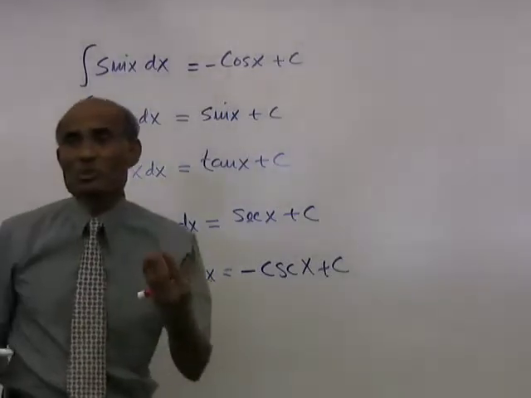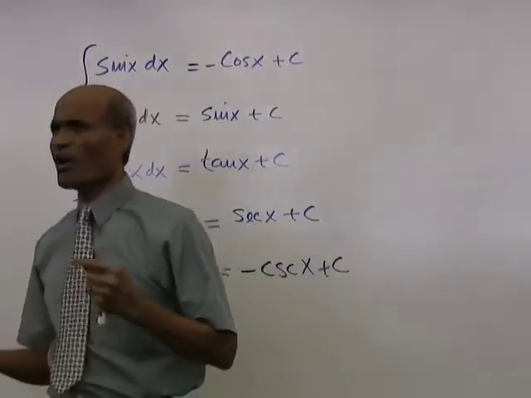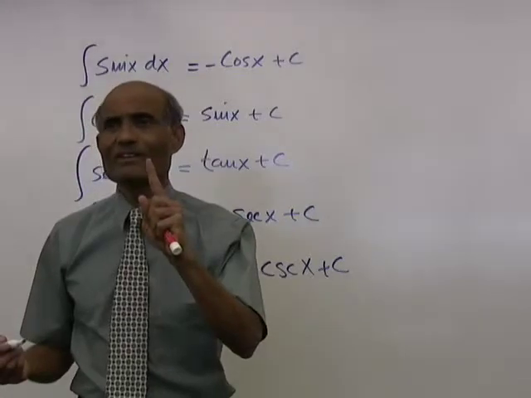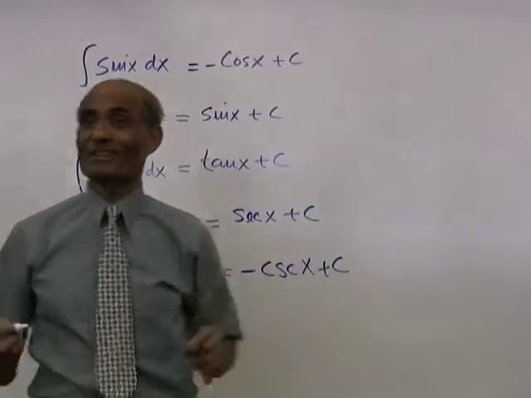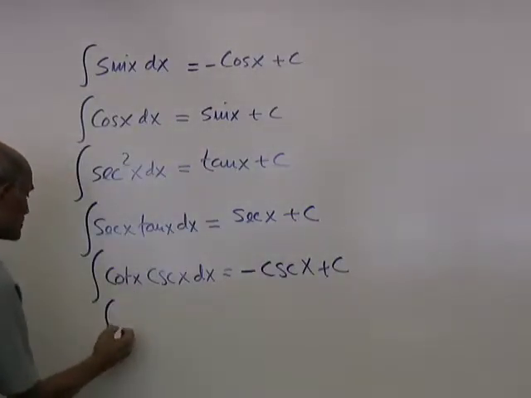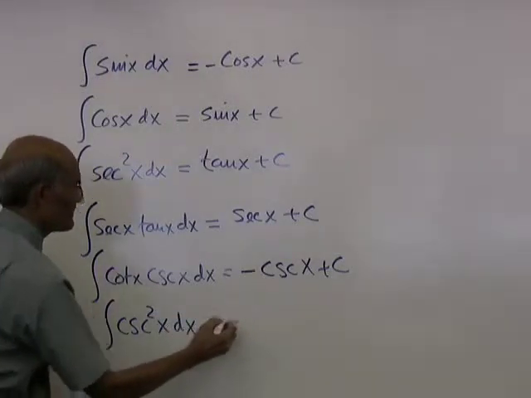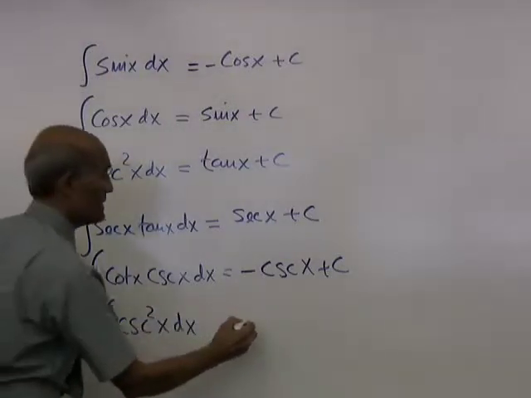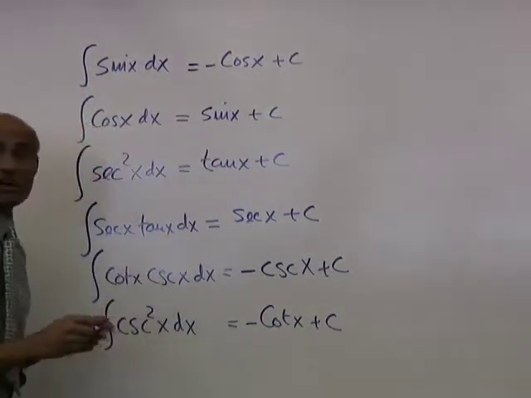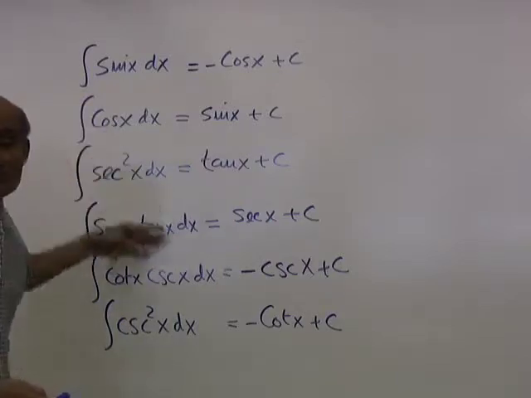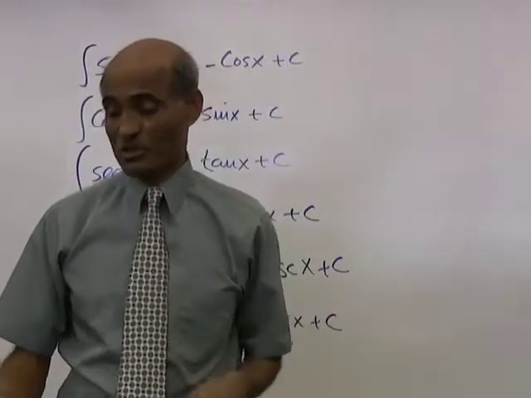Well, think of another derivative that you know of a trig function. What is the derivative of cot x? Derivative of cot x is negative cosecant squared x. Therefore, what is integral of cosecant squared x dx? That will be negative cot x plus c. Well, these are some of the integrals. You need to really remember them. And very often we will be using them.